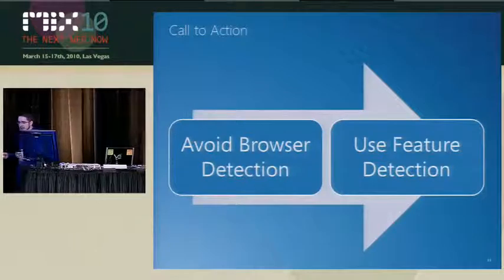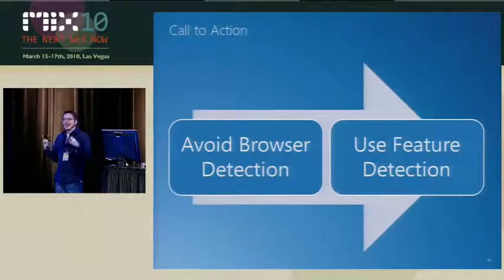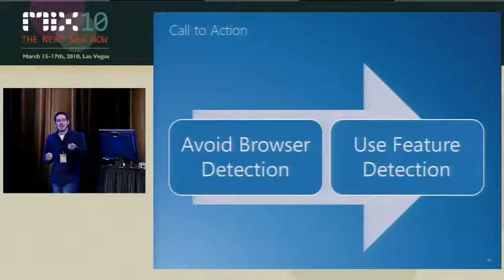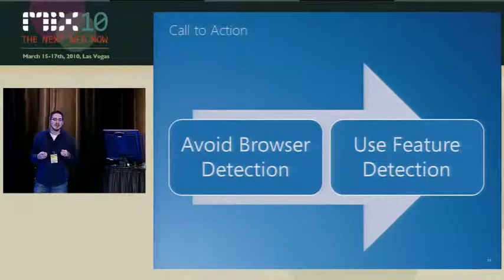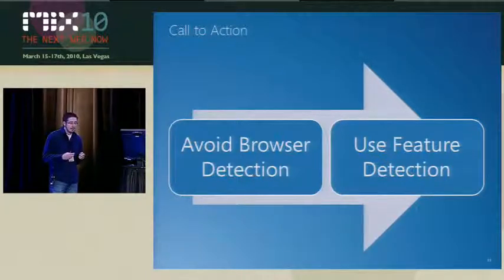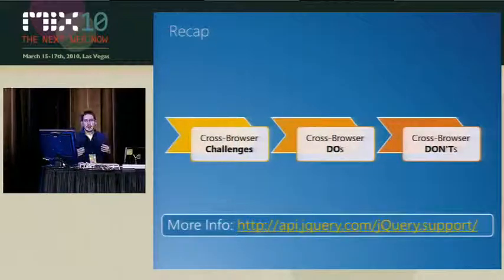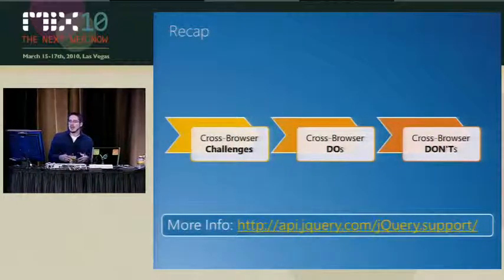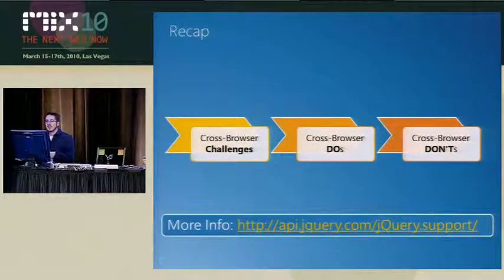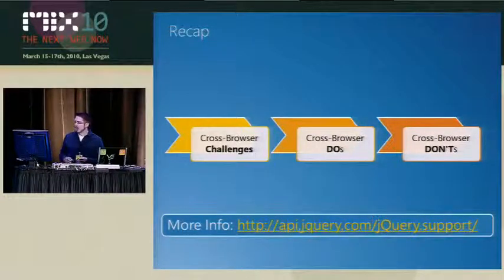So really, the major call to action that I want to get across today is, if I haven't made it clear already, avoid using browser detection in your pages and use feature detection, behavior detection instead wherever you can. Now, I want to reiterate that I've walked through a number of the cross-browser challenges, set up some of the do's, and walked through some of the don'ts.